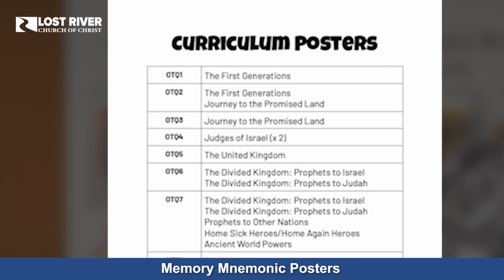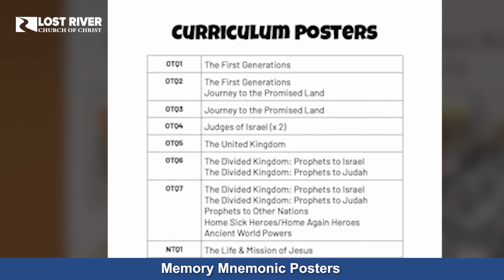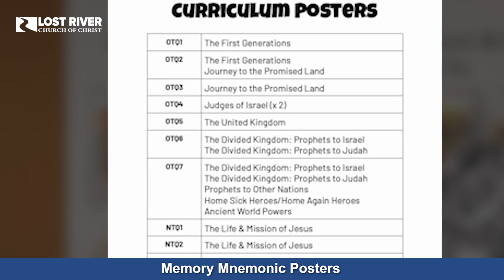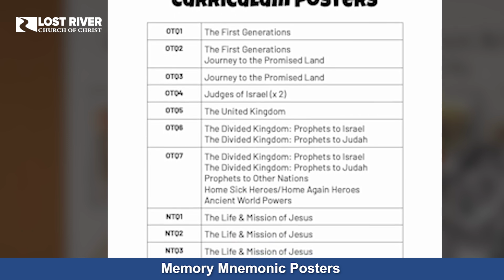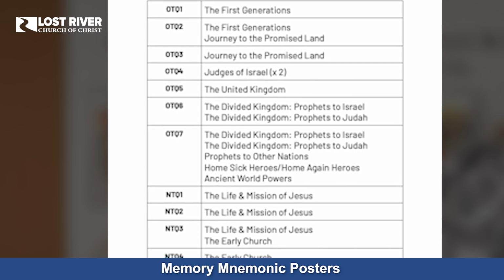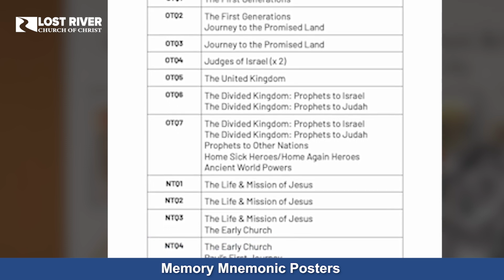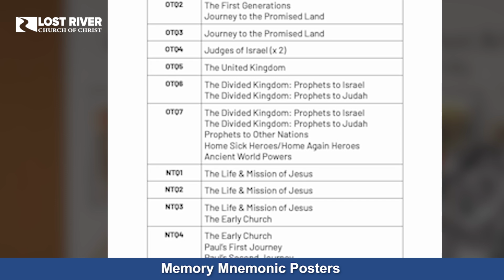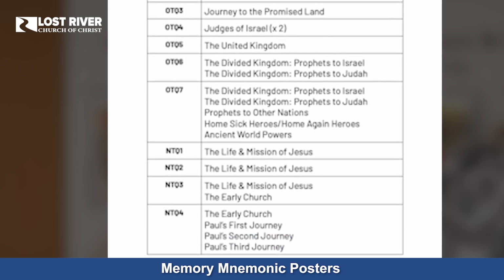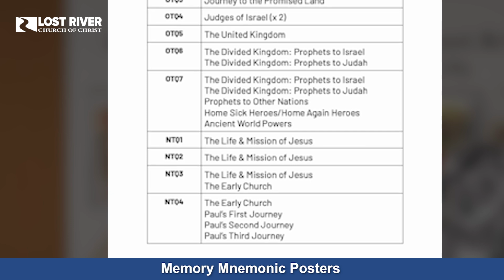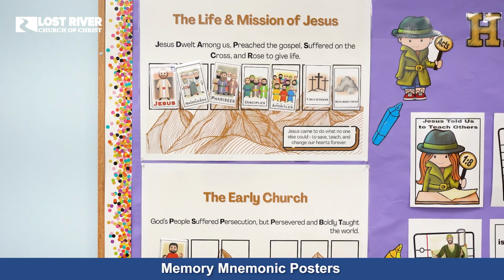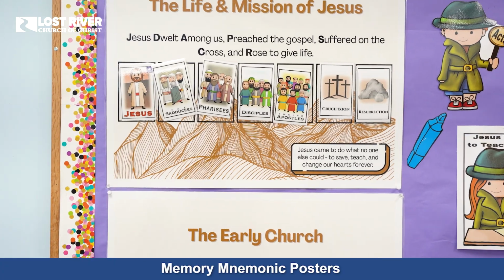Over the 3-year cycle, students will learn from 11 different posters, each highlighting a major section of Bible history. The First Generations, Journey to the Promised Land, Judges of Israel, the United Kingdom, the Divided Kingdom, Prophets to Israel, and Prophets to Judah. Prophets to Other Nations, Homesick Heroes and Home Again Heroes, Ancient World Powers, the Life and Mission of Jesus, and the Early Church.